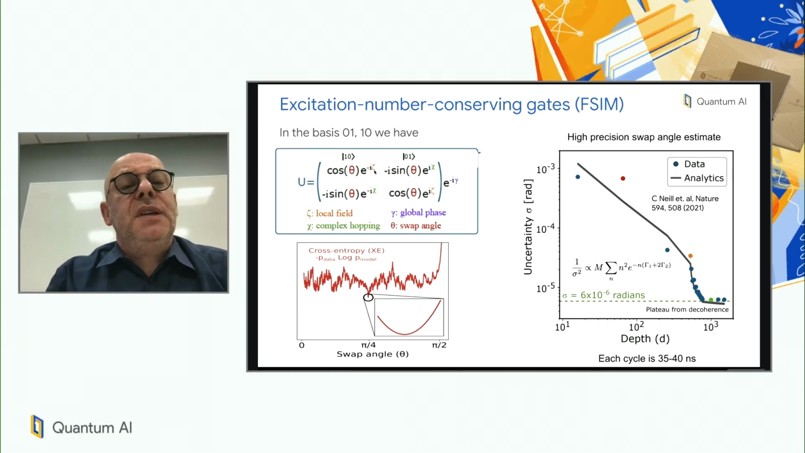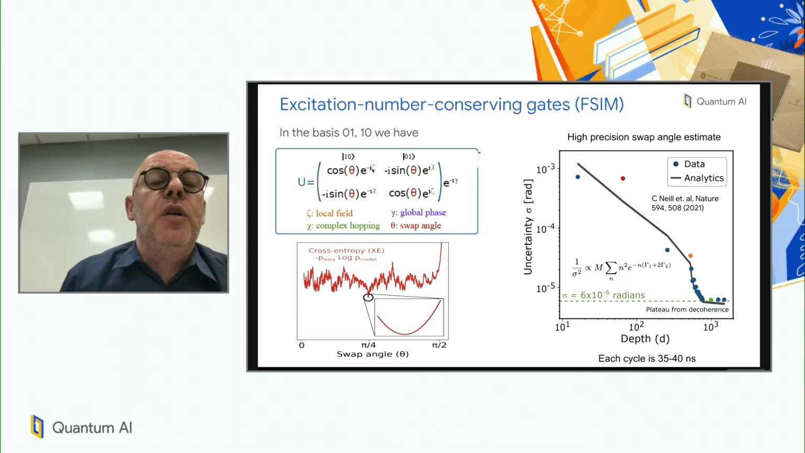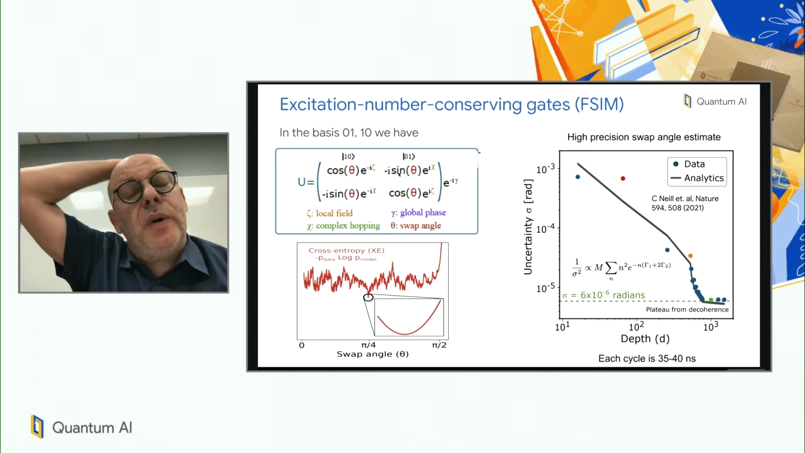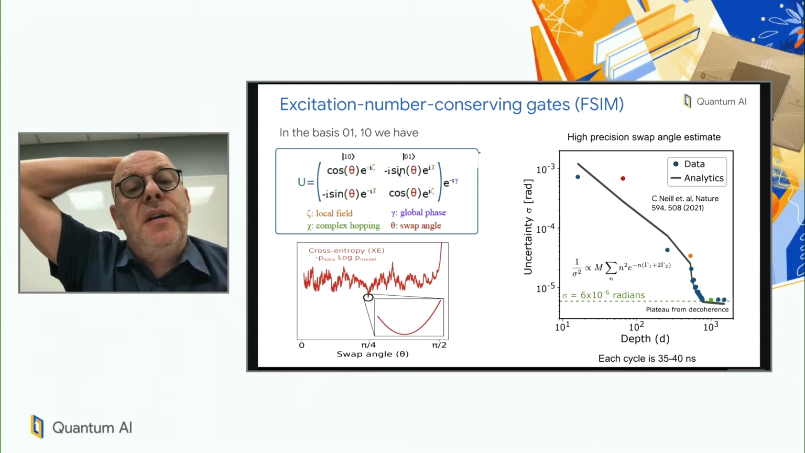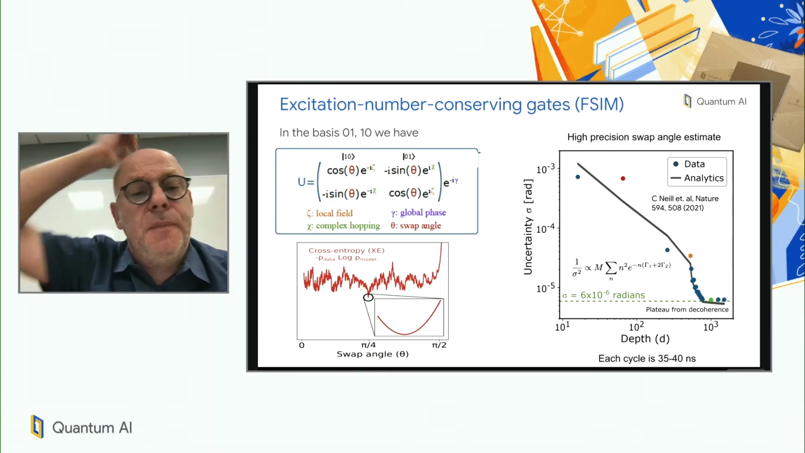If you set an excitation on 1 qubit and you don't jump after the gate is applied, with probability cosine theta squared, you acquire a phase zeta. Now, if you hop to a different site with the probability sine theta squared, you acquire a phase chi. Then there is a global phase. So we call zeta a local field, and we call chi a complex hopping. It's essentially a Peierls phase, if you want.